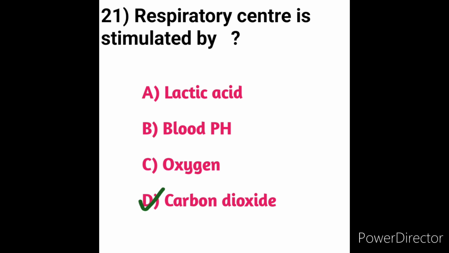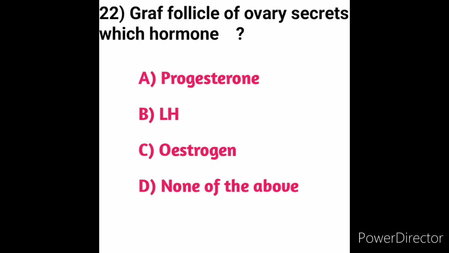Here next we will move on to question number 22. Graafian follicle of ovary secretes which hormone? We will see the options. Option A, progesterone. Option B, LH. Option C, estrogen. Option D, none of the above.